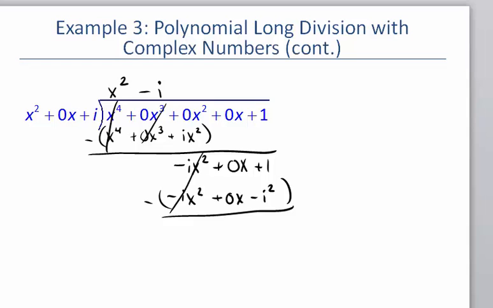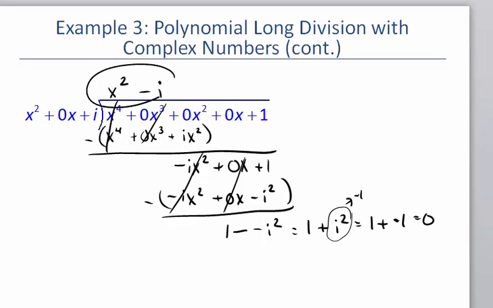The first terms again fall out. The second terms, the 0x's, don't matter because they're both zeros. So the only thing that we have to work with here is the 1 minus a negative i squared. So let's simplify this a little bit. This becomes 1 plus a positive i squared. Remember that i squared is the same thing as negative 1. And so when we substitute that in, we end up with 0. So the remainder is 0 and we're done.